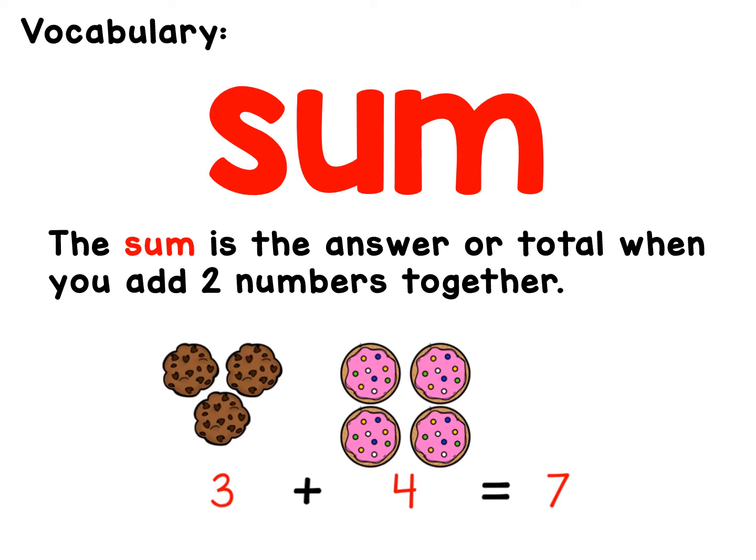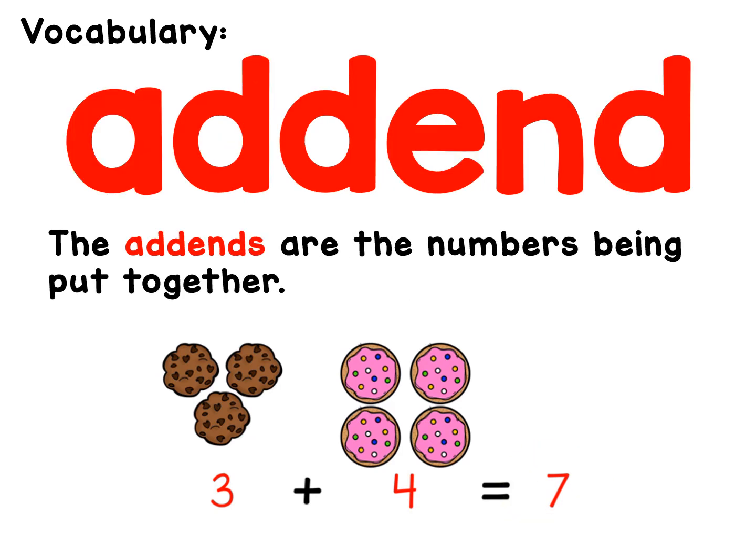Sum. The sum is the answer or total when you add two numbers together. 3 plus 4 equals 7, so 7 is the sum. Addend. The addends are the numbers being put together in an addition sentence. So when 3 plus 4 equals 7, 3 is an addend and 4 is an addend.